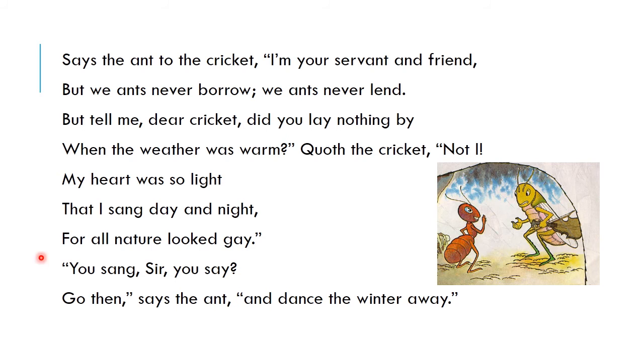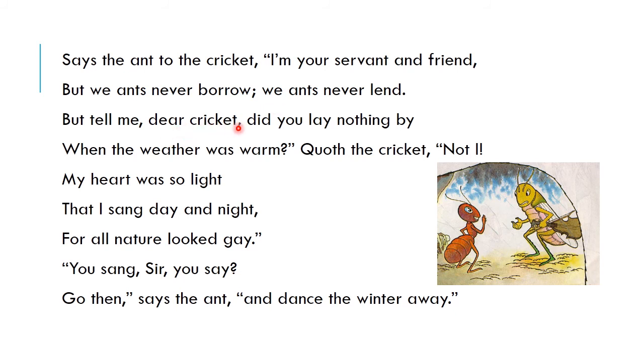And now, here is a conversation between the ant and the cricket. Why did the cricket come here? He came to the ant to borrow some food. And the ant replies. He says to the cricket, I am your friend, I am your servant. But ants have a policy. We never borrow, we never lend. We never borrow. We do not get anything from other people. Nor do we lend. We do not give anything to other people.